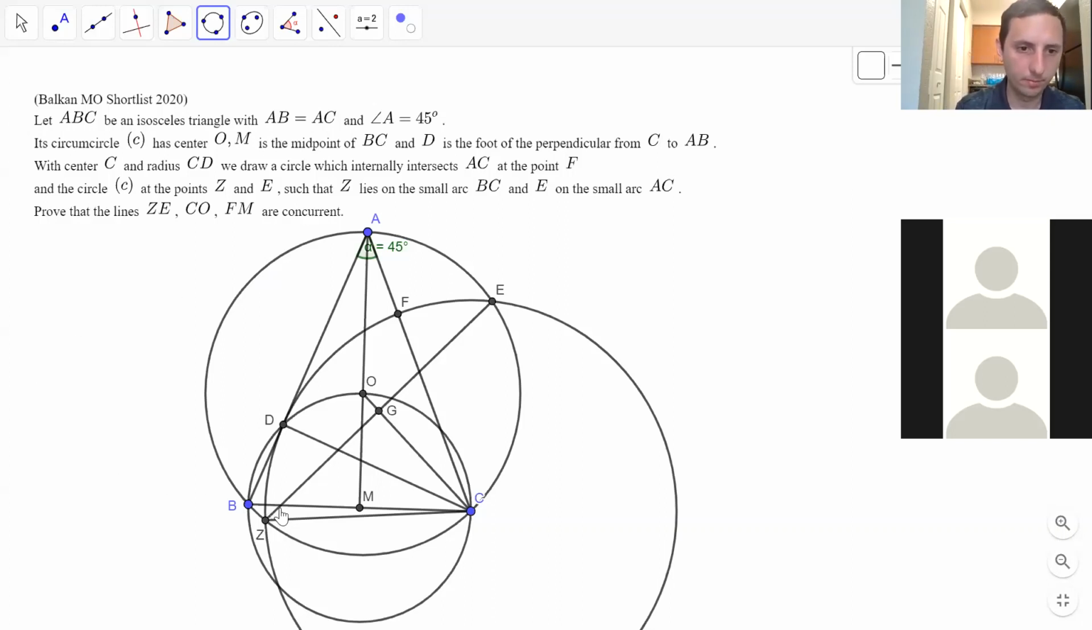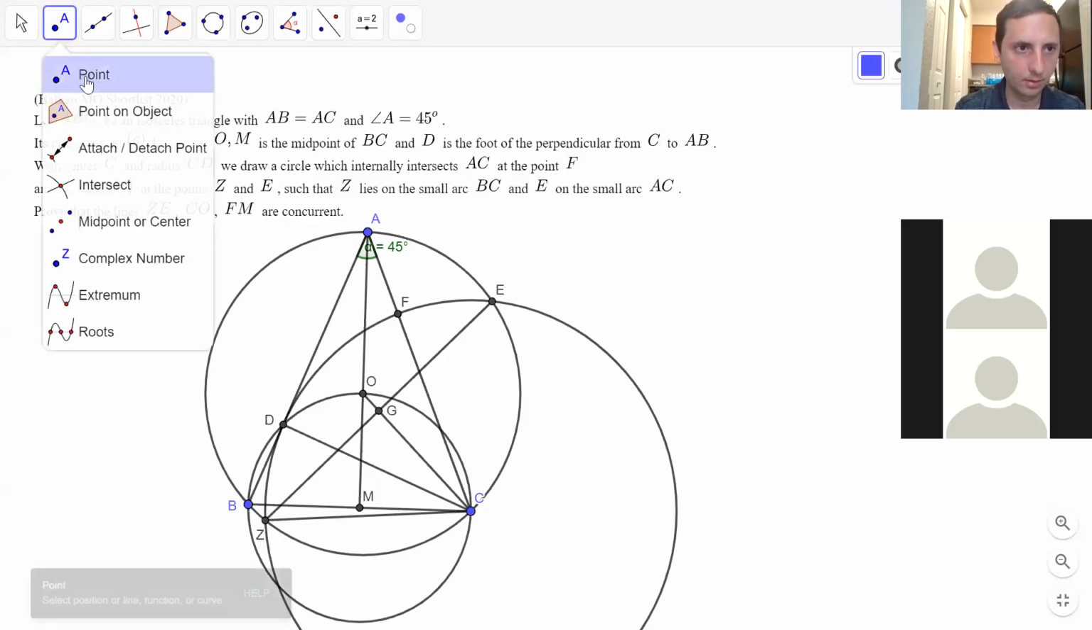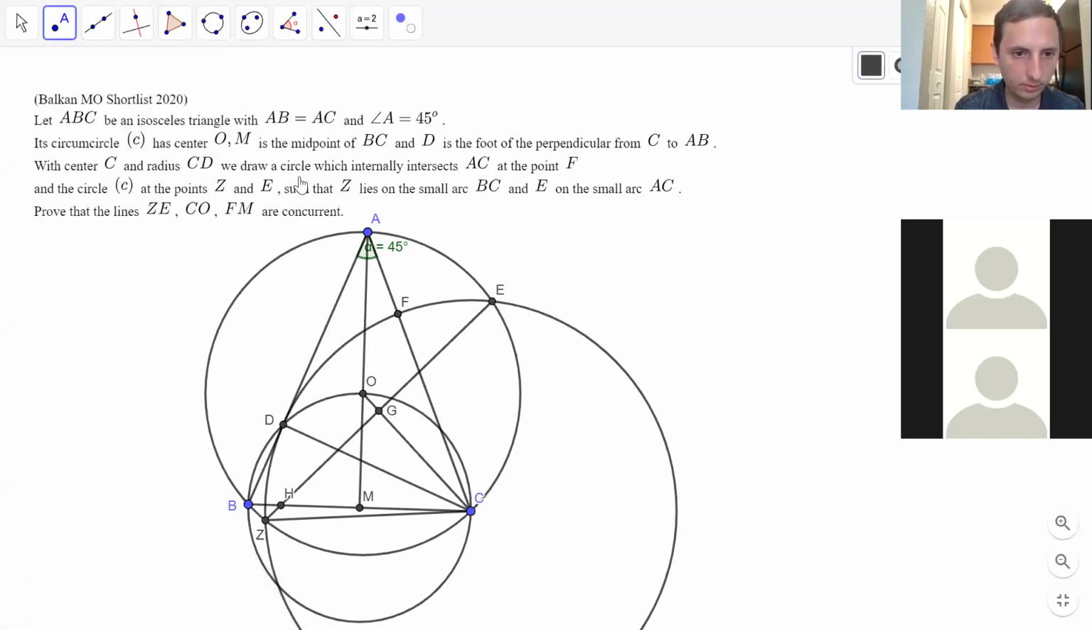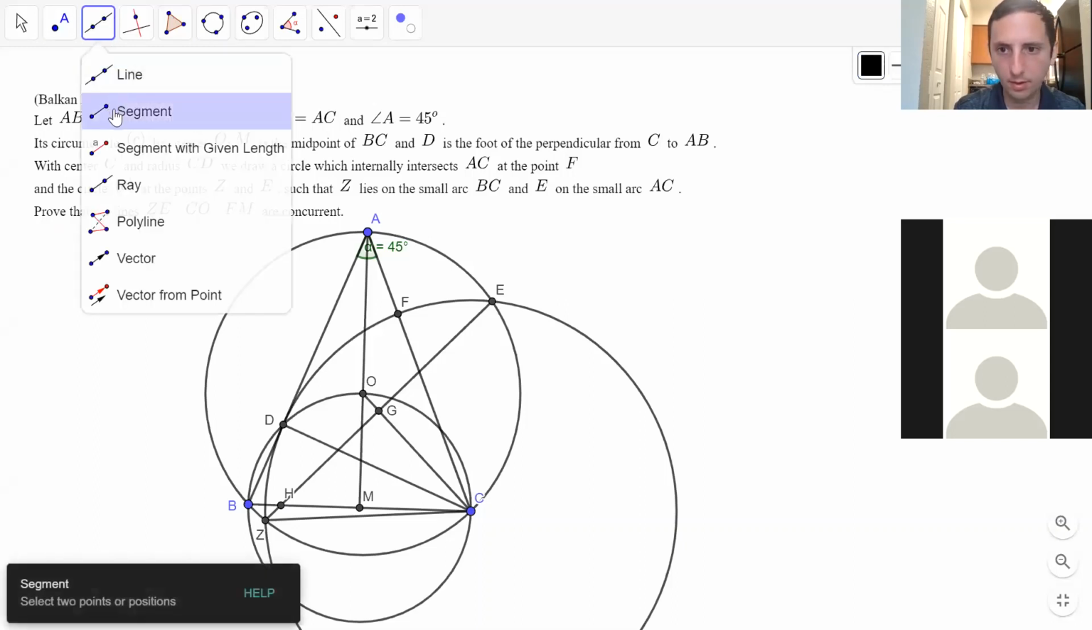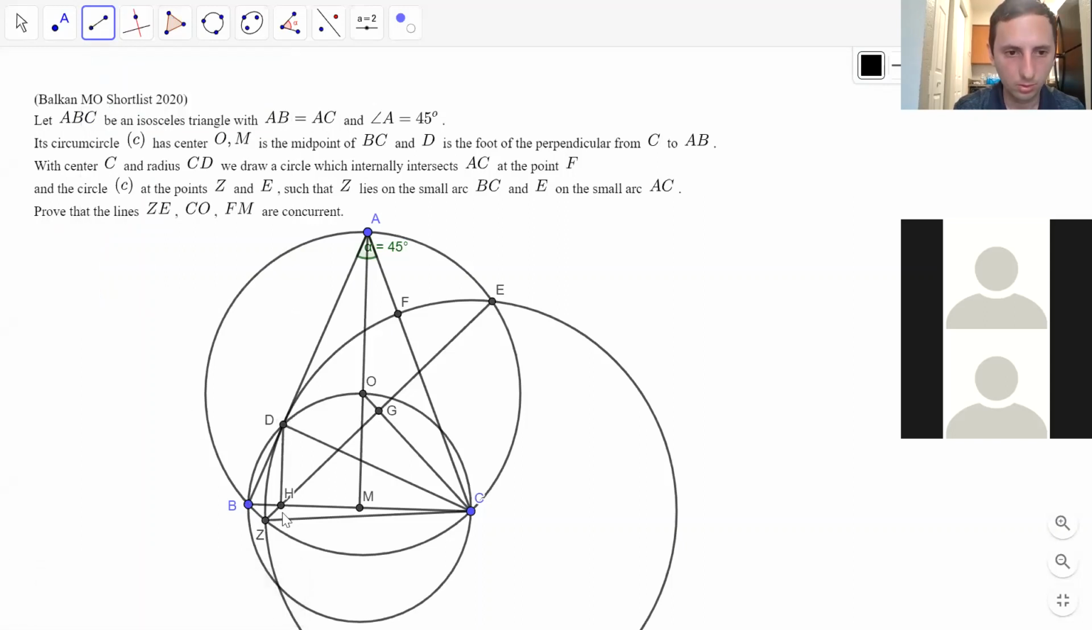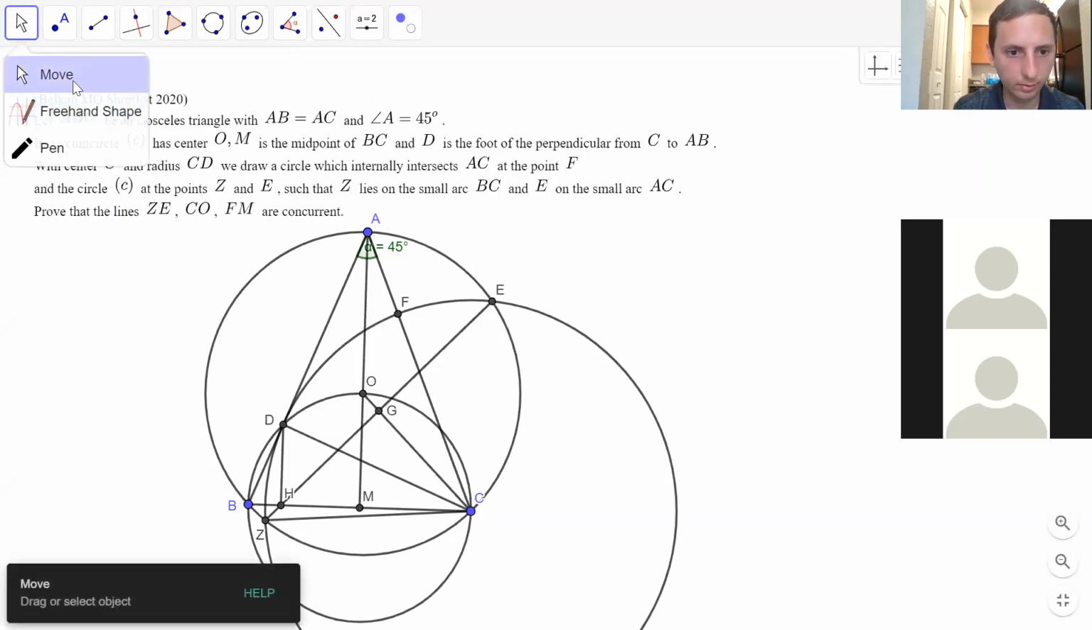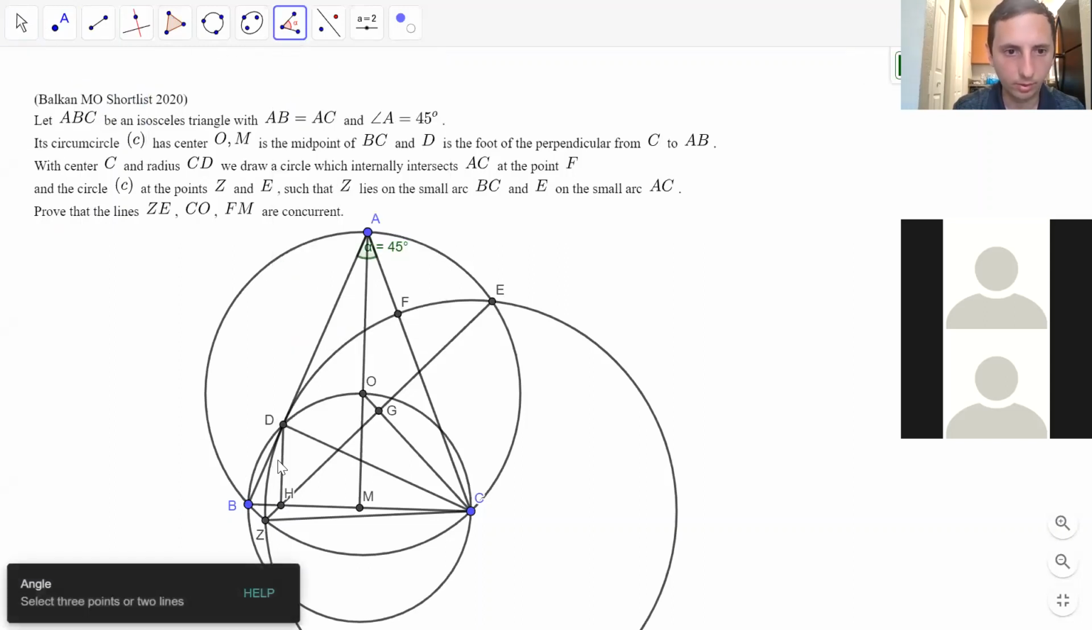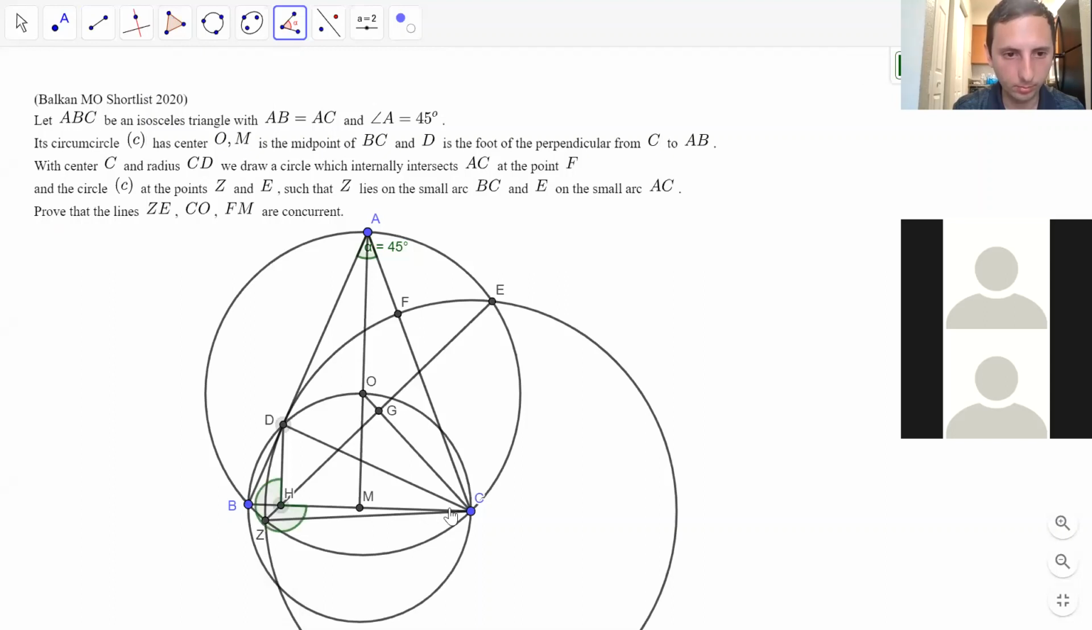Oh wait, I wonder if we, is DH perpendicular to BC? Okay. So yeah, I think DH is perpendicular to BC. Okay, so M would go to that point. I'm just thinking it through in my head before I do it. That's interesting.